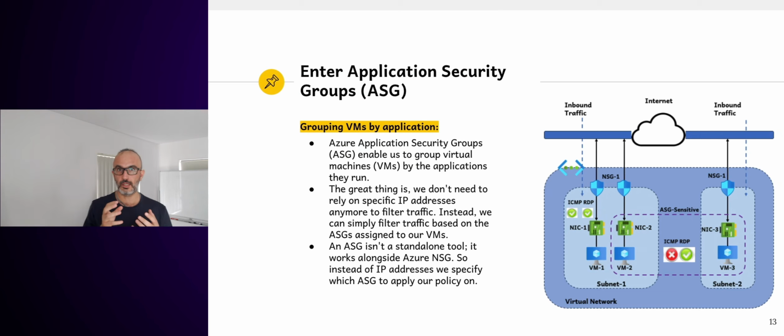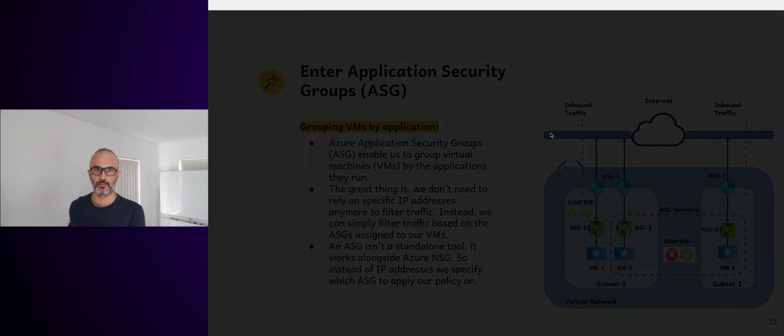The one thing that I want to bring your attention to is that the application security group is actually not a standalone tool. It's not like the network security group where you could add inbound and outbound rules. Just think of it as a label. You'll get what I'm talking about in a second, but it's not a standalone group. It's just a label that you attach to a machine, and then when you create a security rule, you would say apply to this specific application security group.